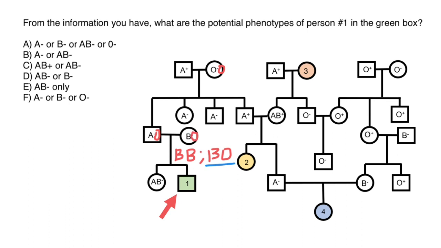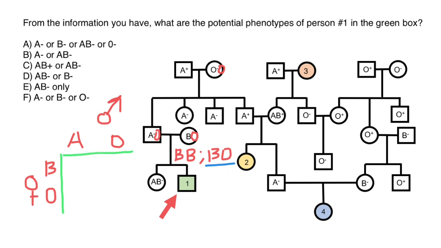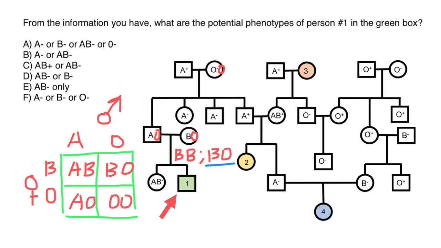Let's build a simple Punnett square. We know that the genotype of the father is AO. So here's a sign for the father, and the mother's genotype would be here on the side, BO. And now let's build a simple Punnett square, and we can see what genotypes and phenotypes are possible in the progeny. AB here, BO here, AO here, and OO here.